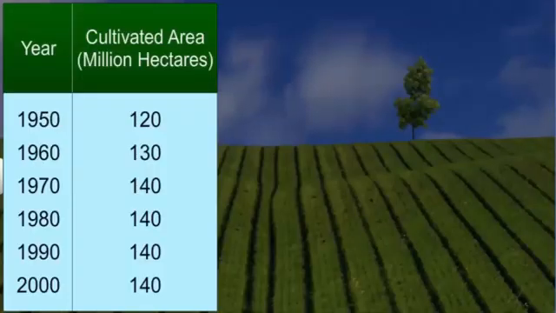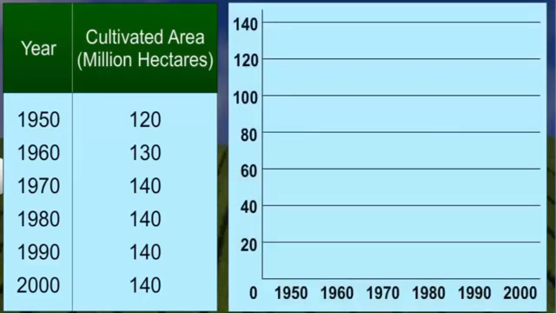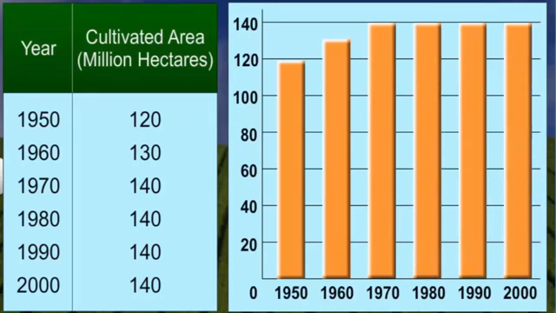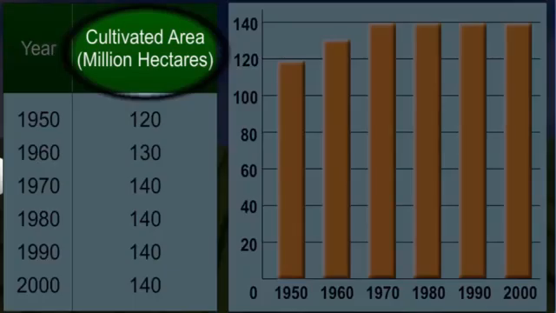What is true for Palampur is largely true for the whole of India. Observe in this graph how total land under cultivation in India increased only marginally between 1950 and 1970. Between 1970 and 2000, the land area under cultivation remained unchanged. Note that the land area in the table is mentioned in million hectares.